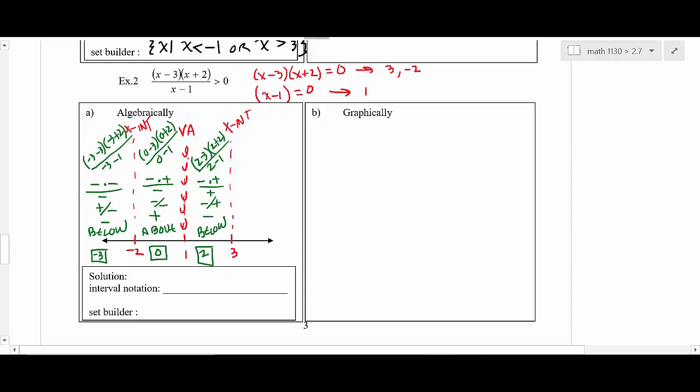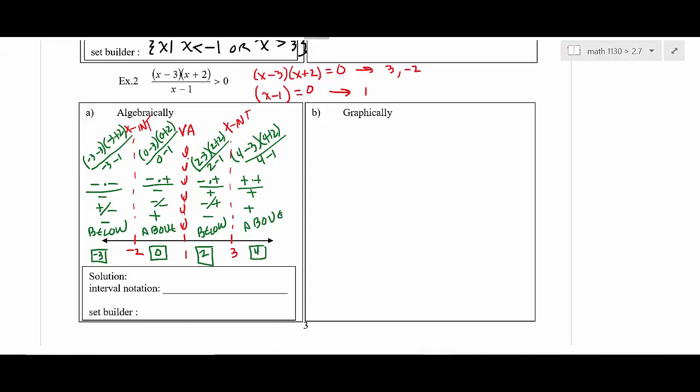Okay, and then finally, if we go out here to like 4, you would have like 4 minus 3, 4 plus 2 over 4 minus 1. So that's a positive times a positive over a positive. That's a positive, so therefore above. Okay, now I'm doing those things pretty fast, but those are pretty quick calculations. All right, everybody understand what I'm doing okay here so far?